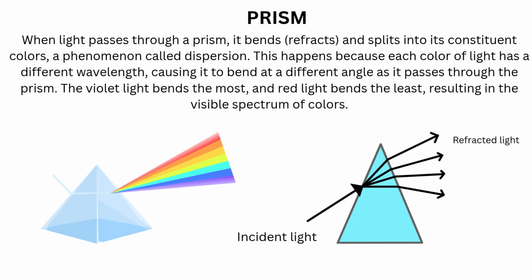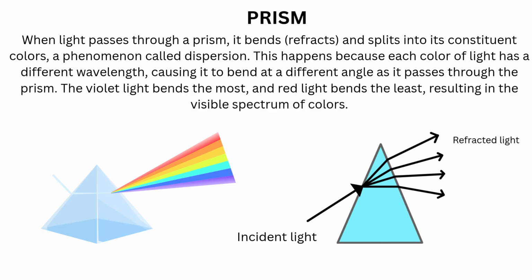Prism. When light passes through a prism, it bends or refracts and splits into its constituent colors, a phenomenon called dispersion. This happens because each color of light has a different wavelength, causing it to bend at a different angle as it passes through the prism. The violet light bends the most, and red light bends the least, resulting in the visible spectrum of colors.